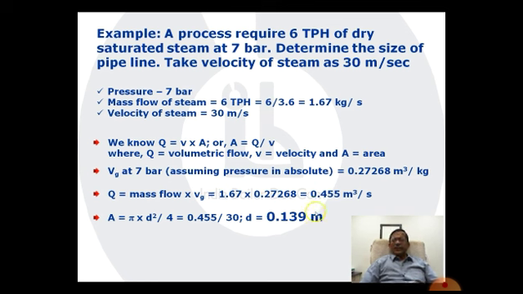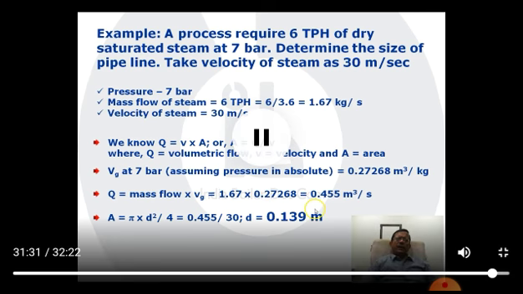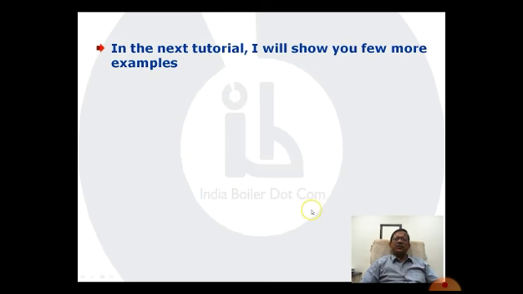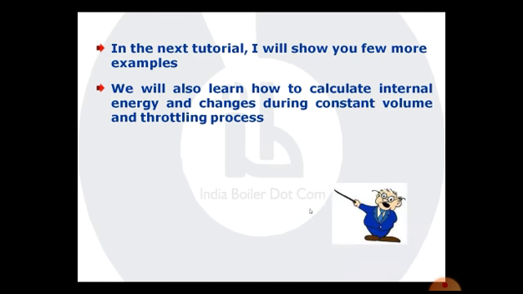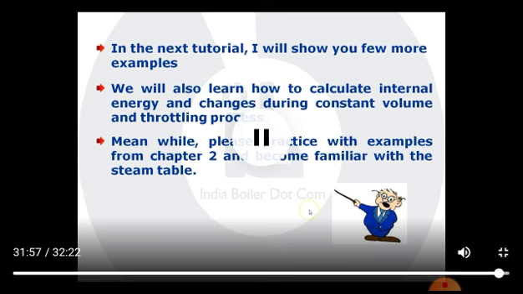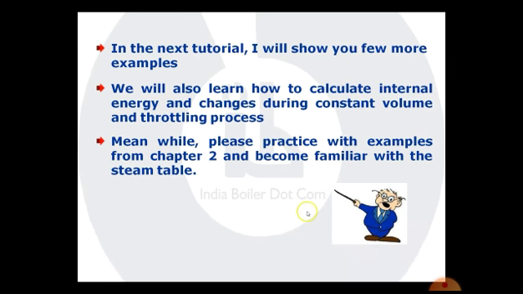So that will be all for this tutorial. I don't want to lengthen this single tutorial. In the next tutorial, I'm going to discuss some more examples, finding out some more enthalpies and specific volumes. And again, I'm going to discuss how to calculate the internal energy of the steam, then how to calculate the different conditions when it changes at constant volume process or throttling processes, right?